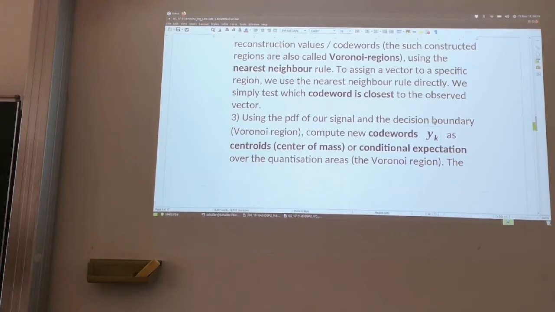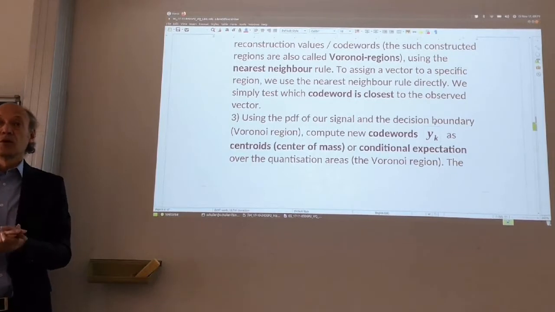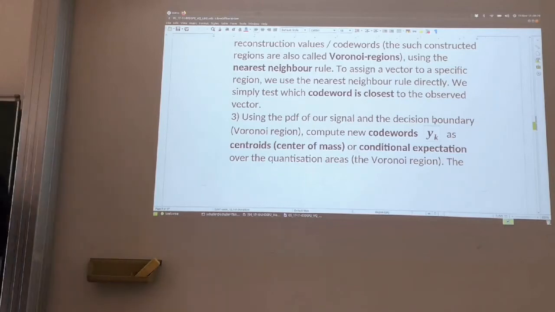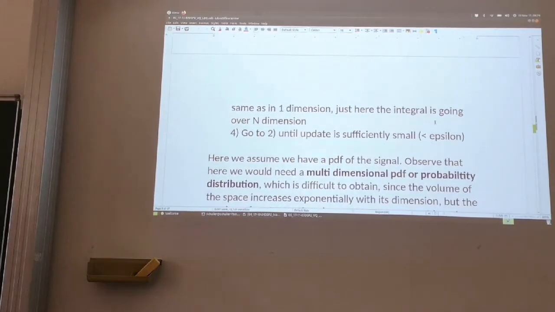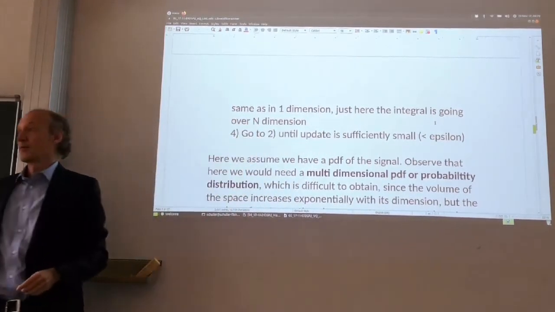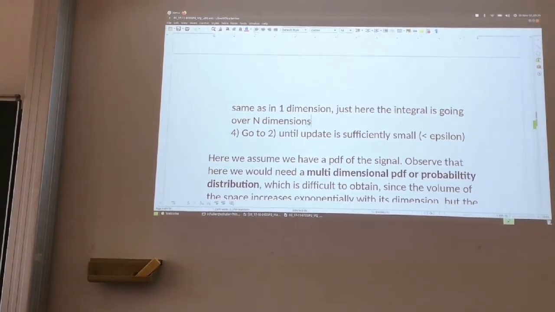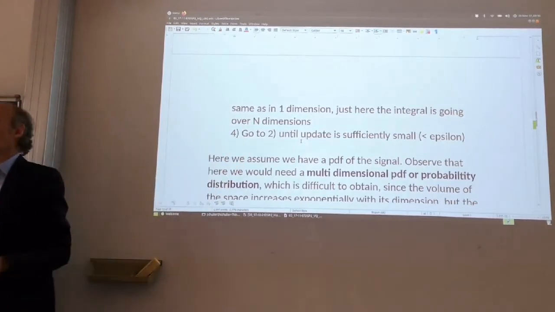And each Voronoi region has a certain amount of signal vectors falling into it, and then we can compute the new centroids. And the new centroids are the new reconstruction areas or the new code words. Yeah, so this is the same as in the one-dimensional case, just here the integral is going over n dimensions. Yeah, and then we repeat this until the update is sufficiently small. And this is then the ADG.